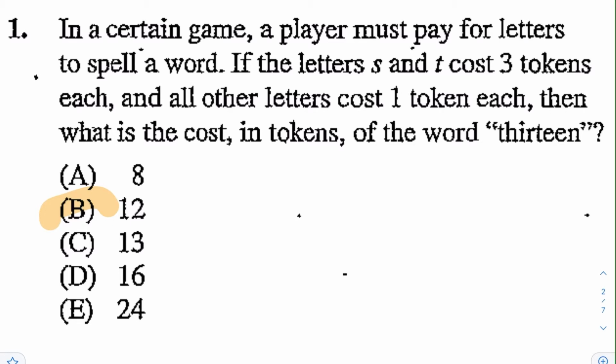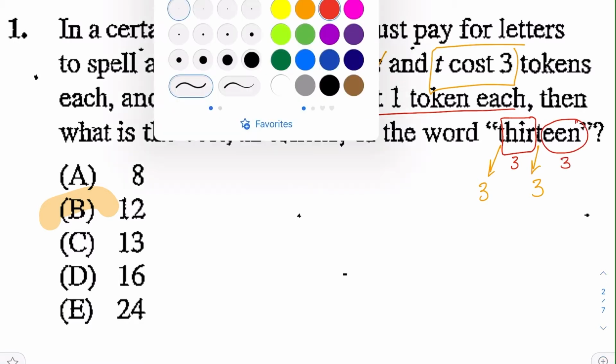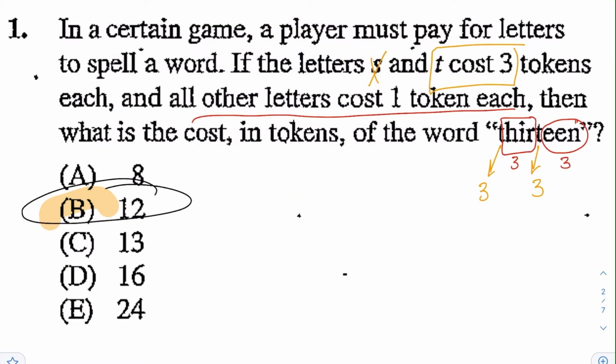So here you have to pay a couple of tokens to spell out a word. Now S and T cost 3 tokens each. You don't see the letter S in the word 13, so you can ignore that. But since you see 2 T's, each of those will cost 3 tokens. Now all the other letters cost 1 token each. So HIR will be 3 in total, and then EEN will also be another 3. So if you add everything together, you get choice B, 12 tokens.